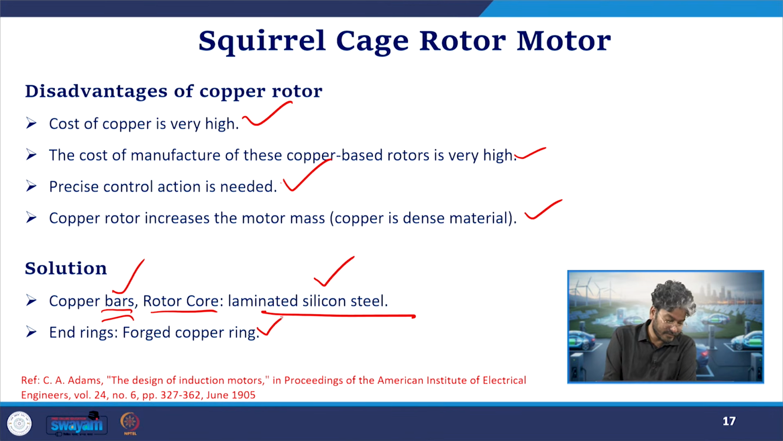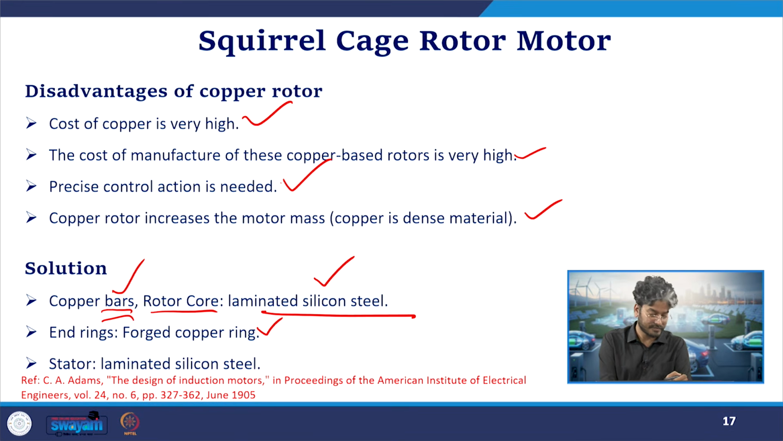End rings, they are made of forged copper rings. Forging is a method to increase the mechanical strength of the material which is used over here. So the end rings are the components which will be subjected to maximum stress. So we are trying to increase the strength of the material by going for forging of it. Okay.